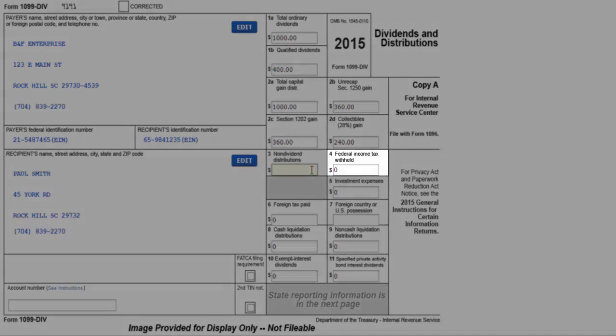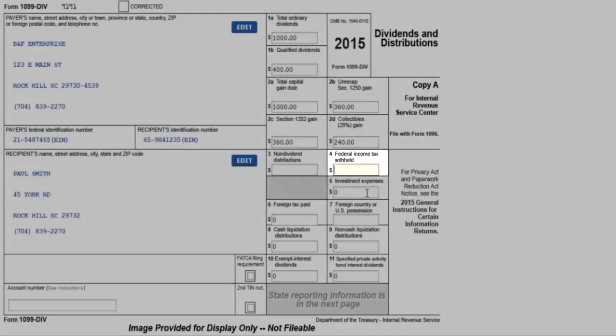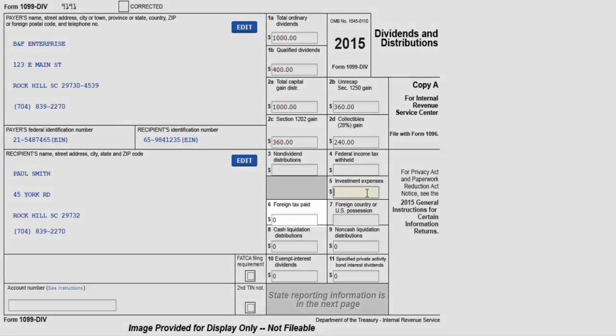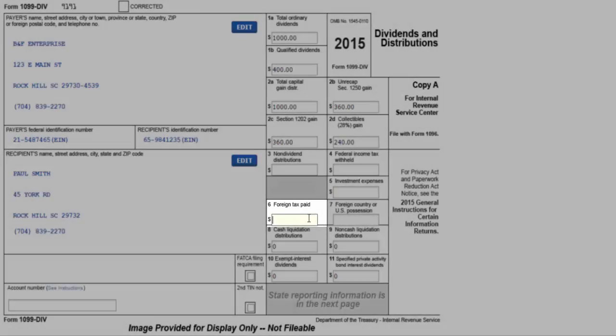Box 4, enter backup withholding. For example, if a recipient does not furnish its TIN to you in the manner required, you must backup withhold at a 28% rate on certain dividend payments reported on this form. Box 5, enter the recipient's prorata share of certain amounts deductible by a non-publicly offered RIC in computing its taxable income. Box 6, enter foreign tax paid on dividends and other distributions on stock.